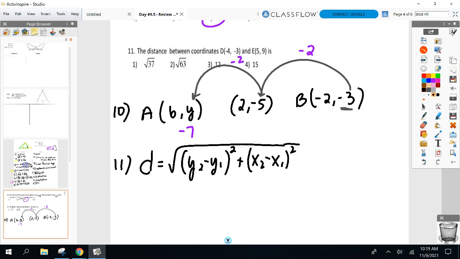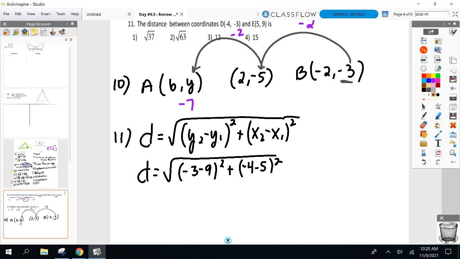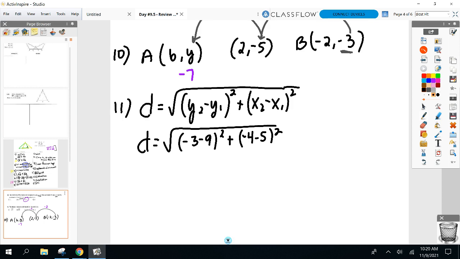So here we go. Let's at least substitute in, then we can play around with the numbers. What are my y coordinates up here, of D and E? -3 minus 9, all squared, plus the x coordinates, -4 minus 5, all squared. Yep. Remember, anytime you square a number, it's positive. It is positive.